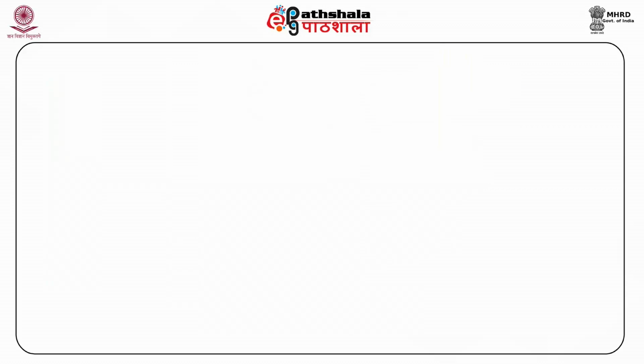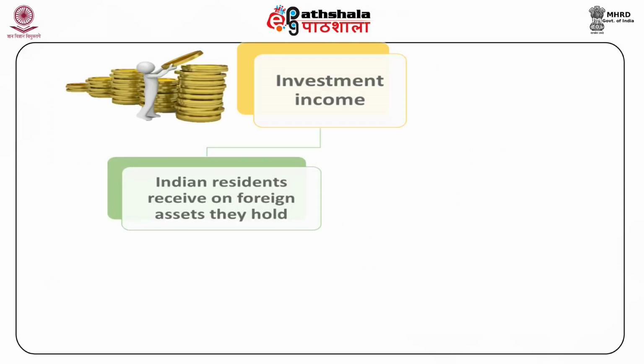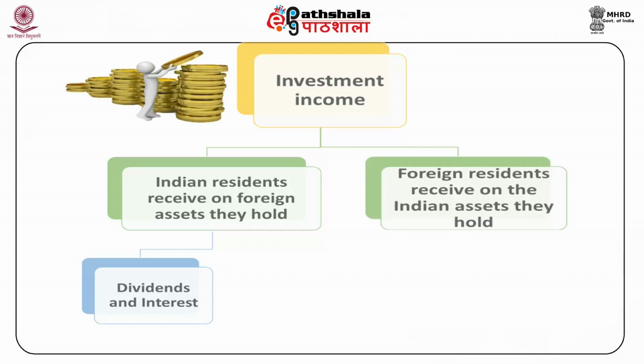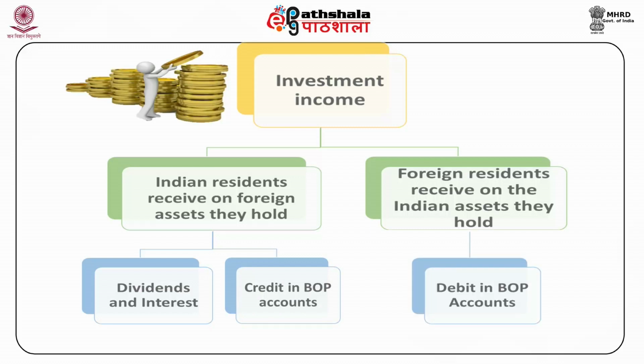Another component is investment income. Indian residents may receive investment income such as dividends and interest on the foreign assets they hold, while foreign residents receive investment income on the Indian assets they possess. The former is recorded as credit and the latter as debit in the balance of payments account.